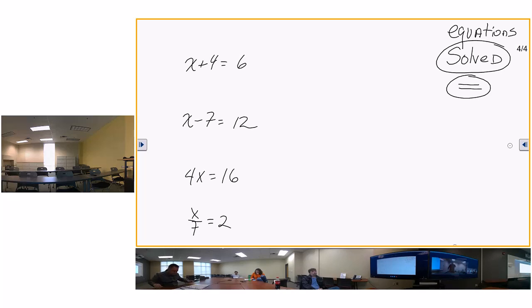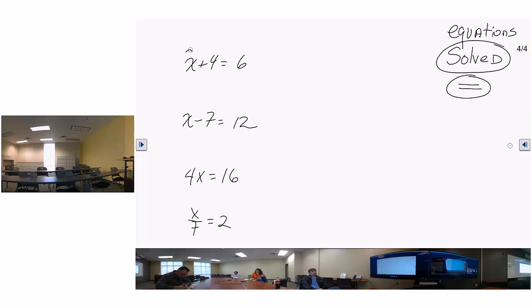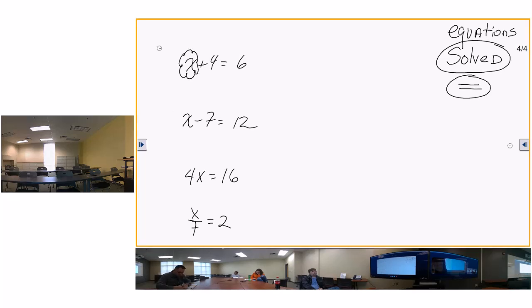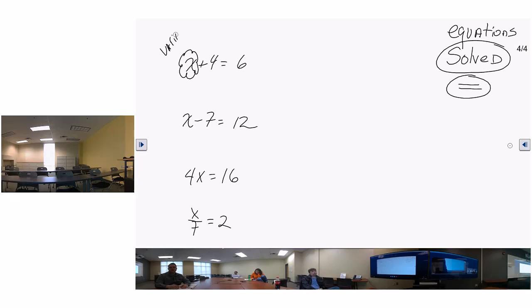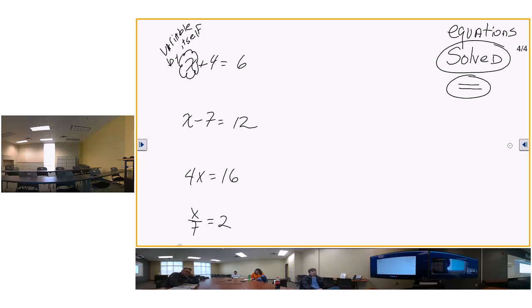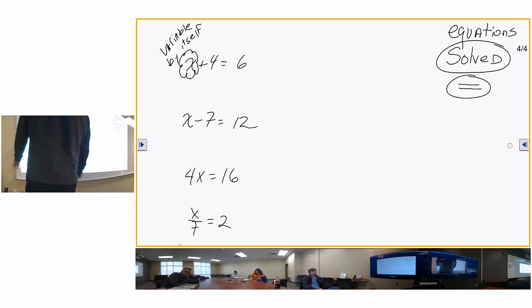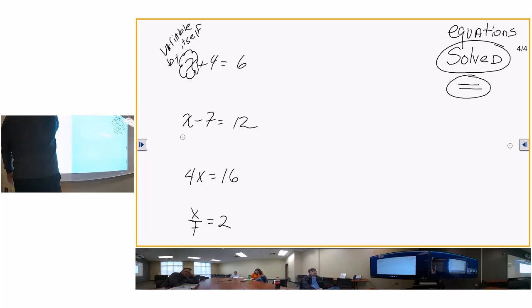All right? How do you get rid of them? Our primary objective is to get the variable by itself. That's our primary objective. So I've got to get rid of a positive 4. The way that you get rid of $4 is you spend $4. If you do it on one side, you have to do it on the other.